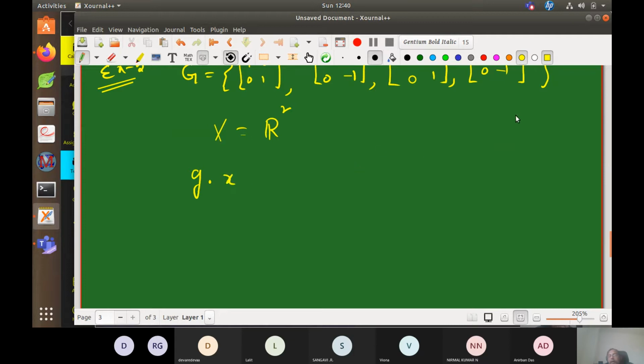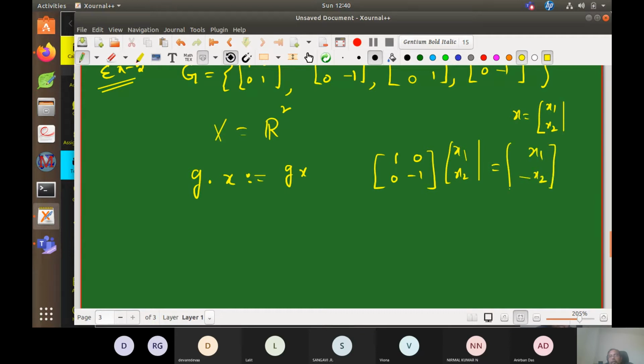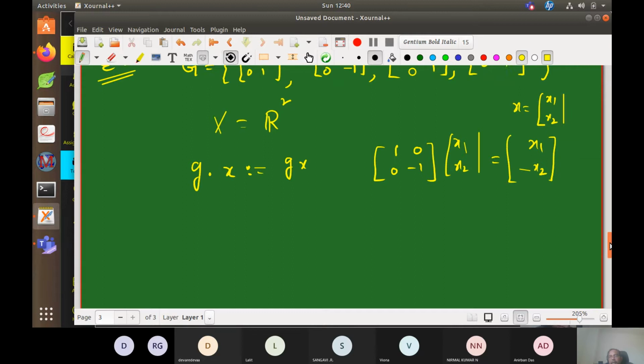Now I will take an element x as (x1, x2), as a column vector. So it is simply g times x, and I am defining it like this. That means (1 0; 0 -1) acting on (x1, x2) gives x1 as it is and minus x2, right? So it is like that.